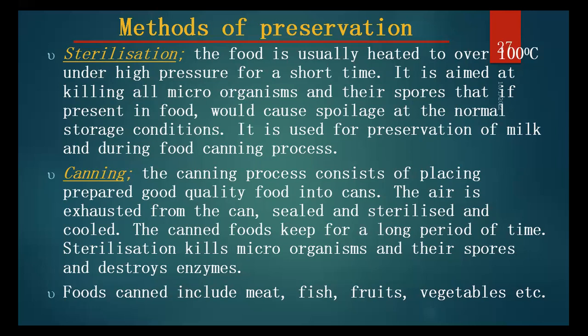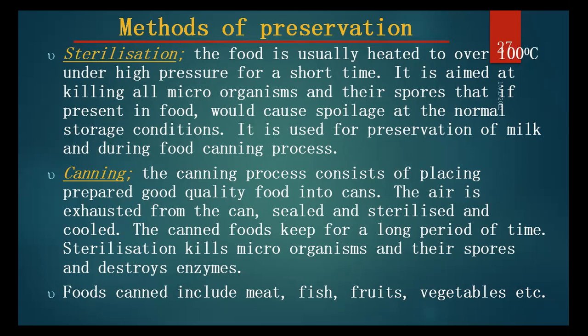Sterilization, which is closely related to pasteurization, because both of them use heat. But this is heat above 100 degrees Celsius under pressure for a short time. So this combination of treatment using heat and pressure would kill microorganisms that would have otherwise caused spoilage. Canning, which consists of pressing prepared food into cans. Air is exhausted from such cans and sealed, and then they are sterilized and cooled.